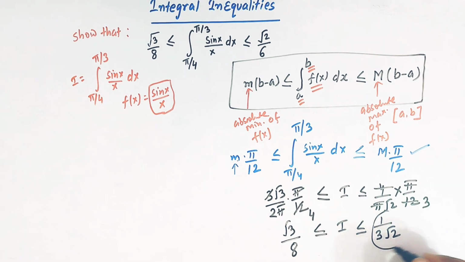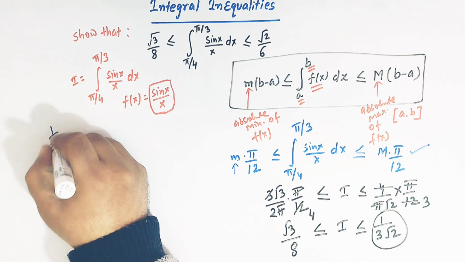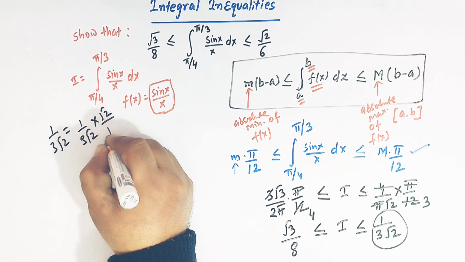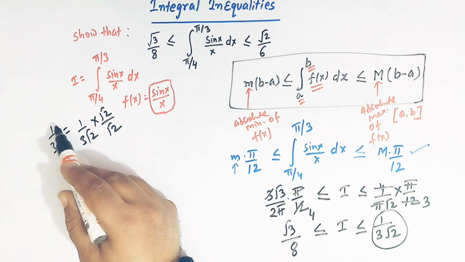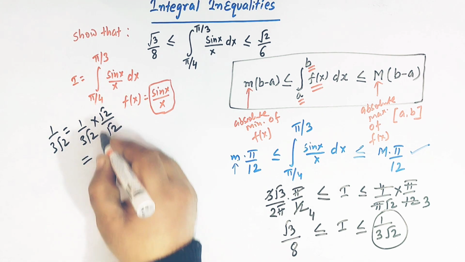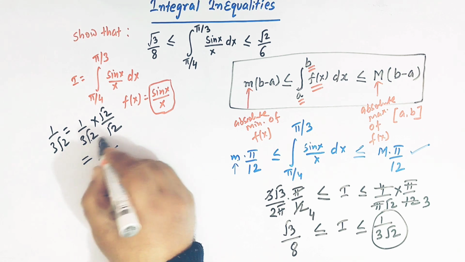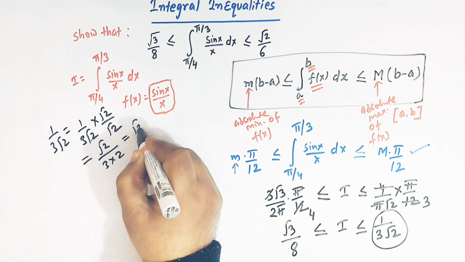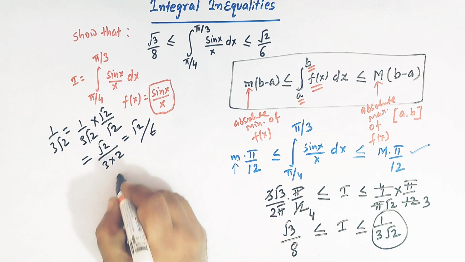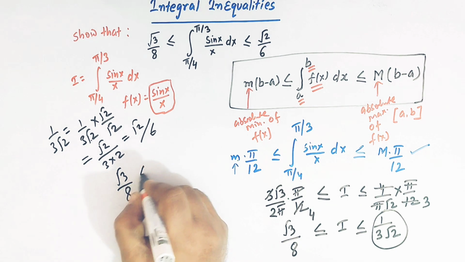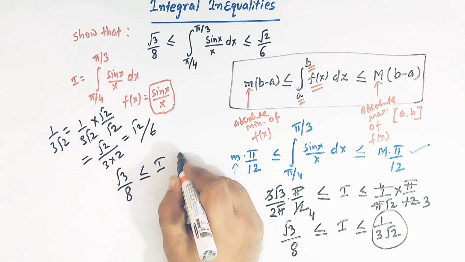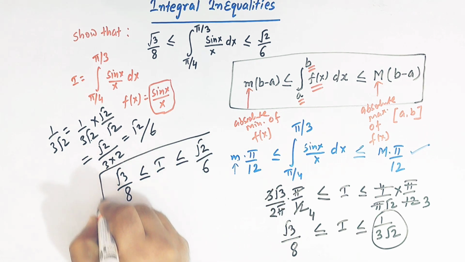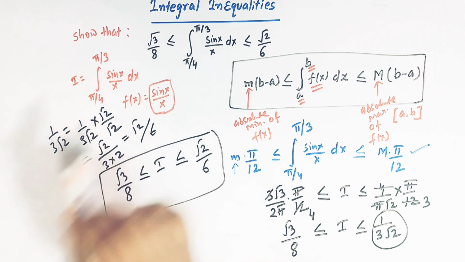Now this term 1 over 3 root 2 can be written as 1 over 3 root 2 times square root of 2 over square root of 2, rationalizing the numerator and denominator. So this is root 2 over root 2 times root 2, which is 2. So this is 3 times 2, so root 2 over 6. So we have root 3 over 8 less than or equal to I, that is less than or equal to root 2 over 6. So viewers, this is our desired inequality.